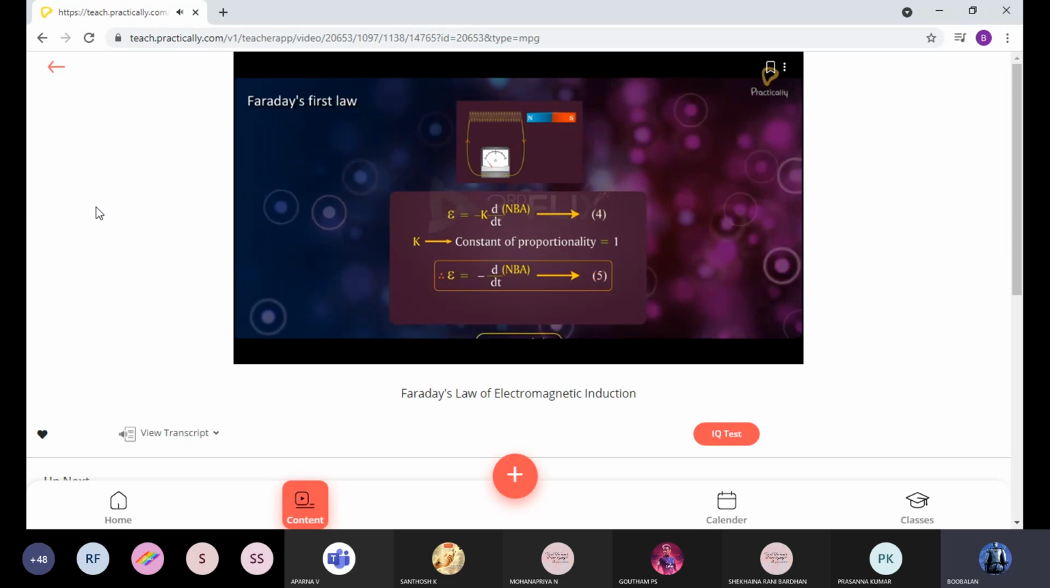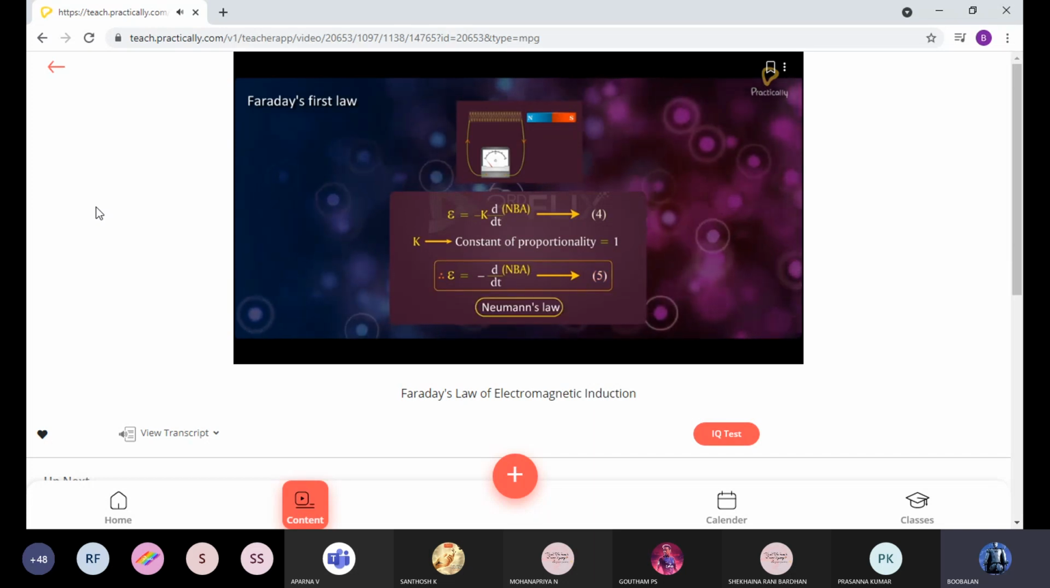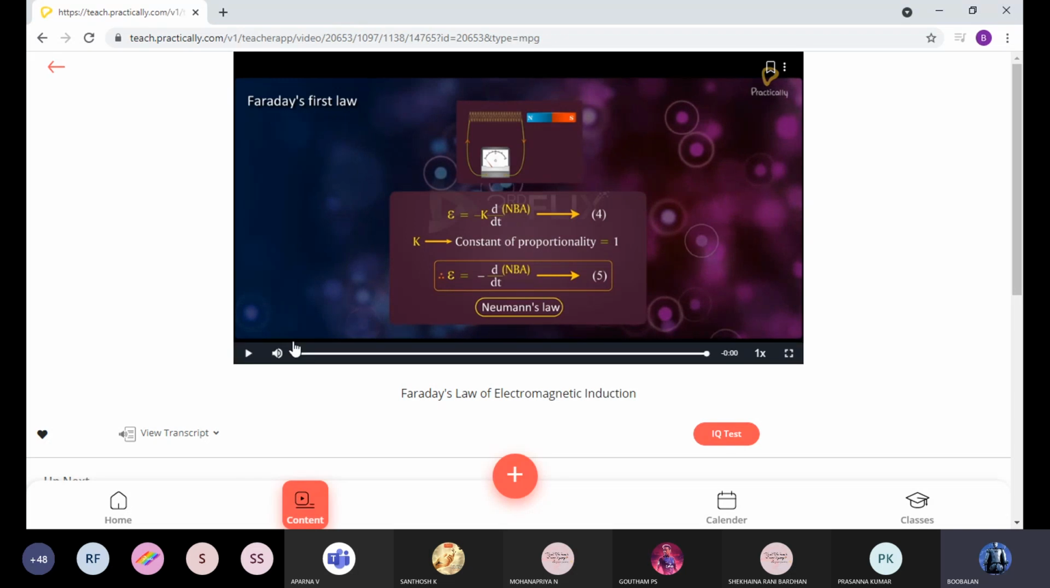This equation is also called Neumann's law. Please note it. The E is equal to minus d by dt NBA, Neumann's law. So we already completed Faraday's first law and the second law. Just to note it, that Neumann's law means E is equal to minus d by dt NBA, because phi is equal to BA. So N means number of turns. Please note it.